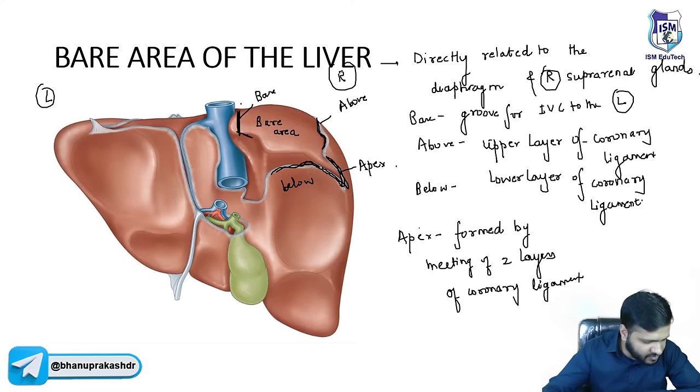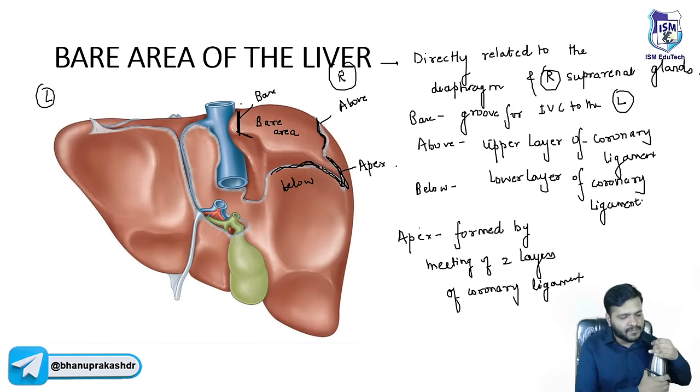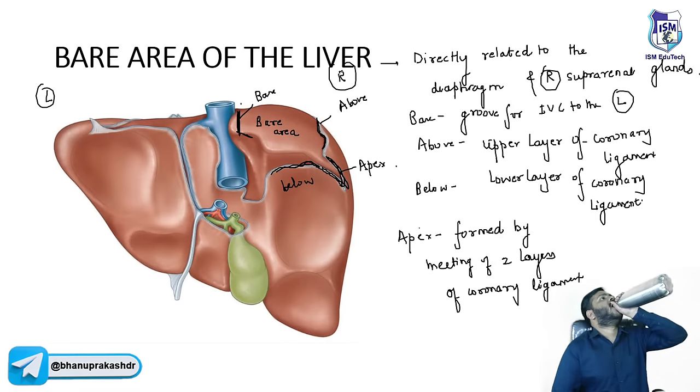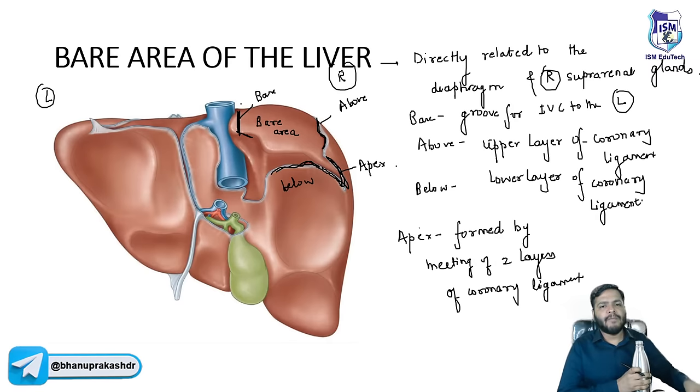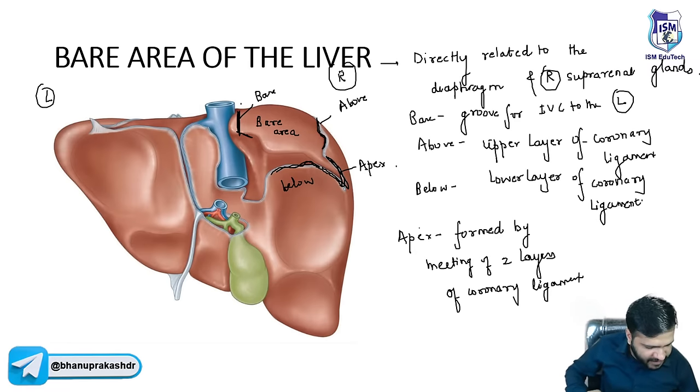Quickly tell me, the apex is on which side? In the chat box. Left side or right side? I want the answers in the chat box. Yes, Priti, very good. It is on the right side. Yes, Sai Krishna, Dimple, Sanjana, Krishna. Very good, beta.